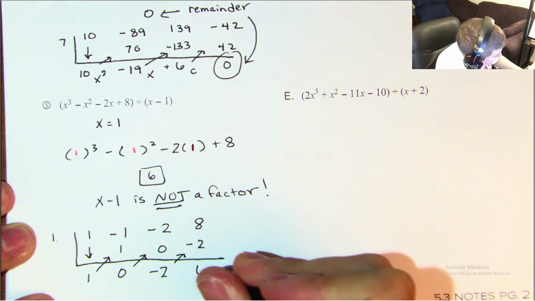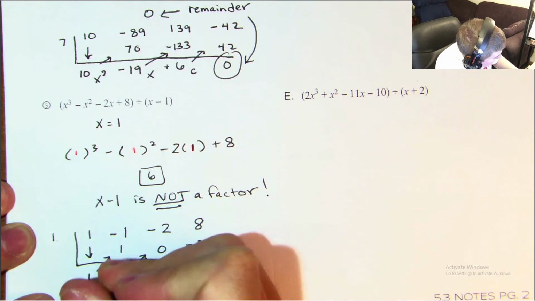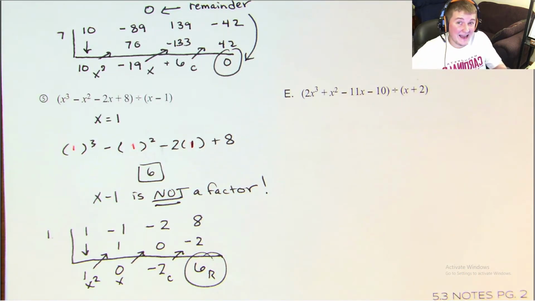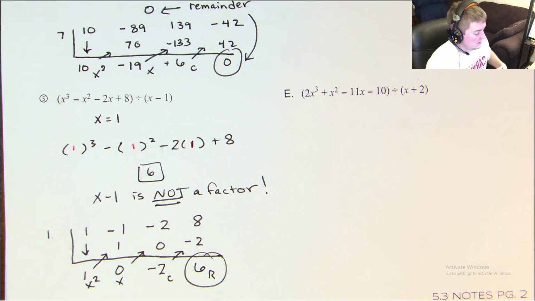Okay, so we have a remainder, a constant, an x term, and an x squared term. This means here, remainder 6, that means it's not a factor. It doesn't divide into it evenly. It does divide into it, just not evenly or fits in there perfectly, like 4 and 8, or 4 and 12, or 3 and 12.